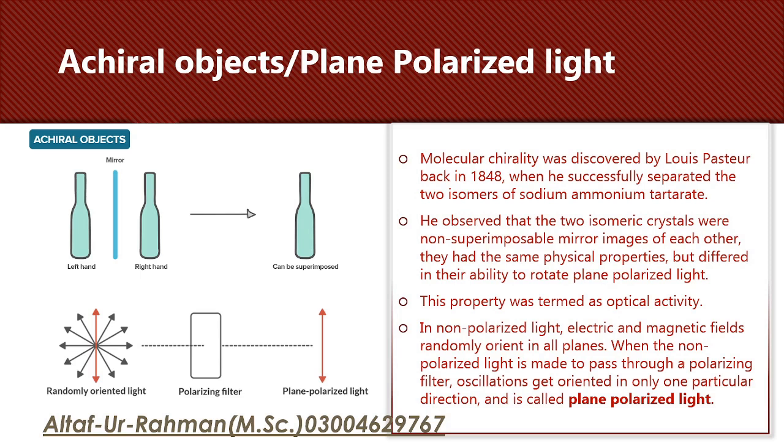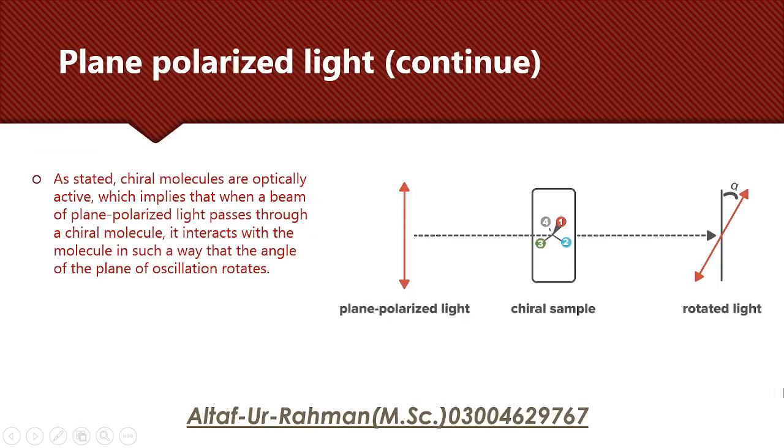Molecular chirality was discovered by Louis Pasteur when he successfully separated two isomers of sodium ammonium tartrate. He observed that the two isomeric crystals were non-superimposable mirror images of each other. They had the same physical properties but differed in their ability to rotate plane polarized light. This property was termed optical activity. In non-polarized light, electrical and magnetic fields oscillate randomly in all planes. When non-polarized light is made to pass through a polarizing filter, the oscillations get oriented in only one particular direction, and it is called plane polarized light.